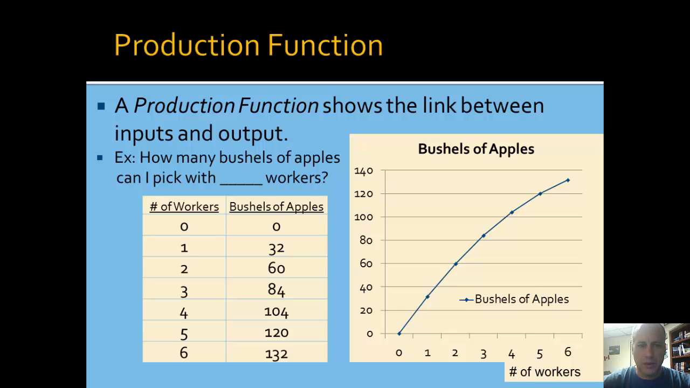And so we see that we've set up a sample production function here, and we see that with one worker, they can pick 32 bushels of apples, say, in a day. With two workers combined, they can pick 60 bushels total. And the graph represents the figures in the table at the left. The graph represents how much output you can get depending on how many workers you have. So one worker corresponds with 32, two workers corresponds with 60, three workers corresponds with 84 bushels of apples, and so on.